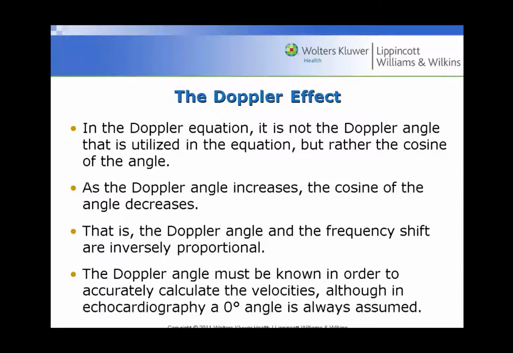Another thing to recognize is that in the Doppler equation, we're not actually using the Doppler angle, but we're using the cosine of that angle. So as the Doppler angle increases, the cosine of the angle will decrease, meaning that the Doppler angle and the frequency shift are inversely proportional. The Doppler angle must be known in order for us to get accurate velocities. In echocardiography, a 0-degree angle is always assumed, and that means it would be perfect speed calculation.